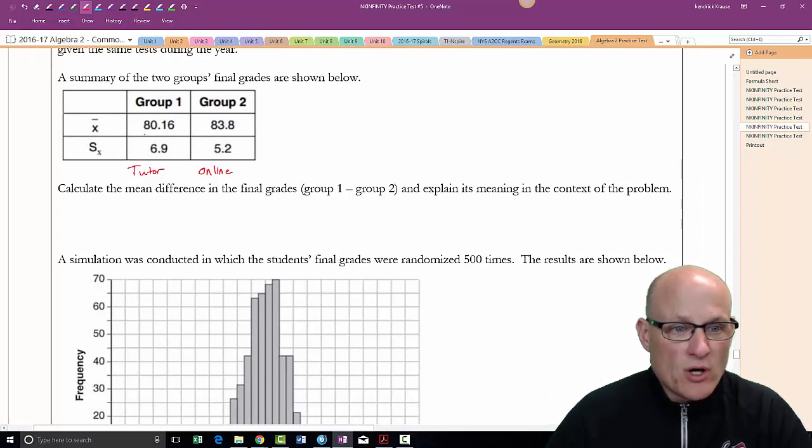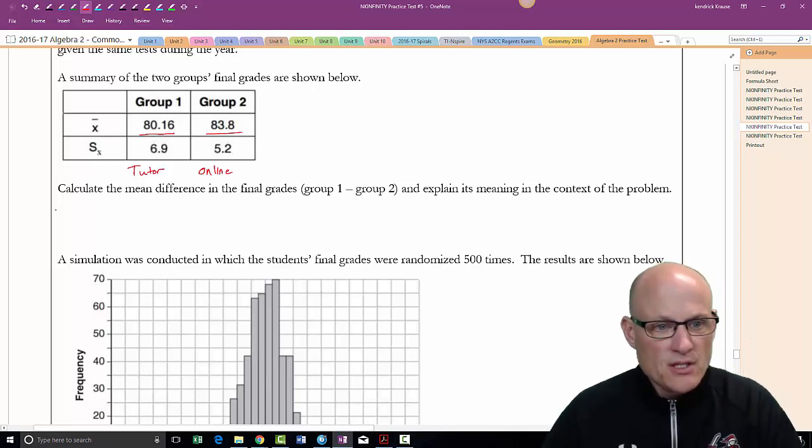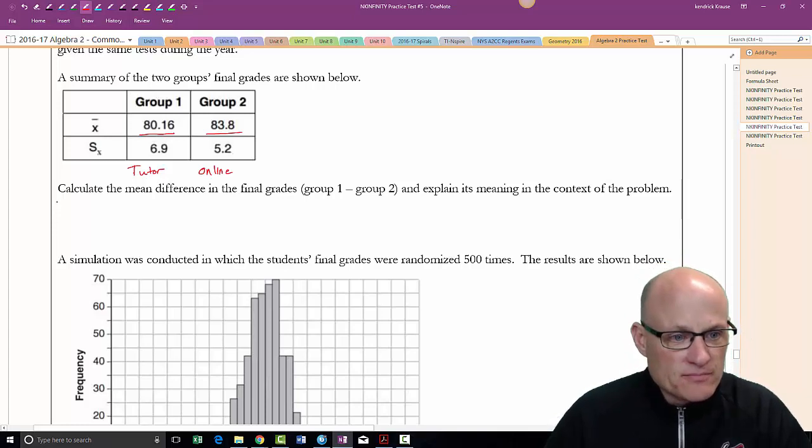All right, so group 1 had an average of 80.16. Group 2 had an average of 83.8. Calculate the mean difference of group 1 minus group 2, and explain the meaning of this context. So, the mean difference.